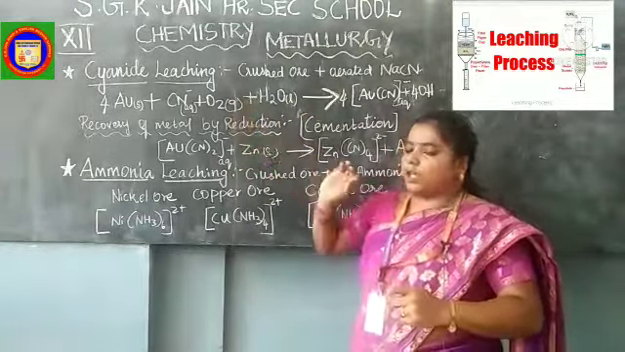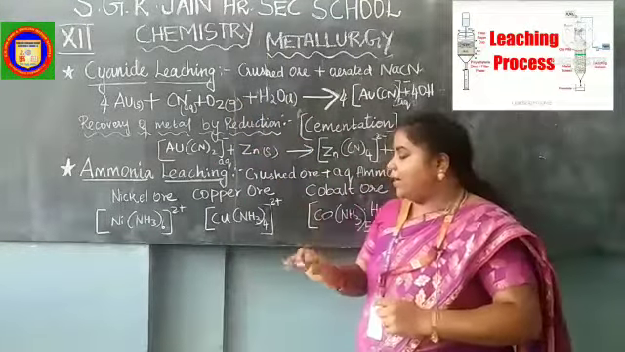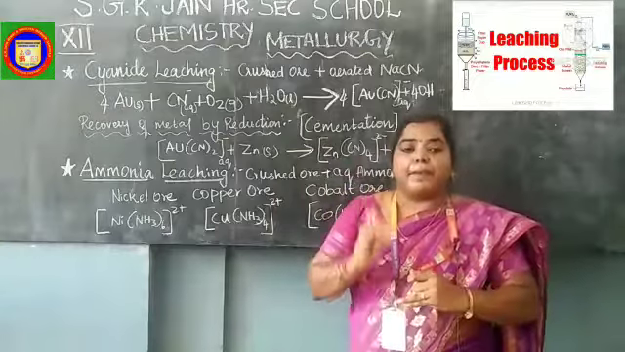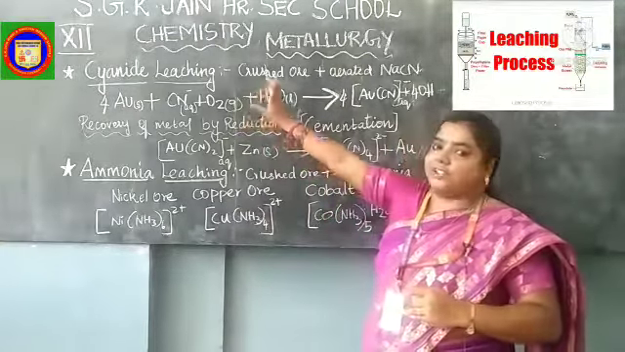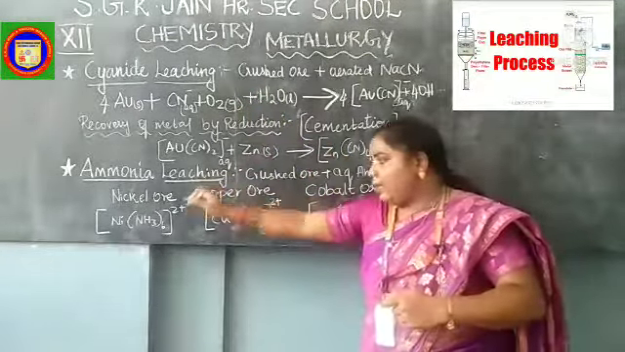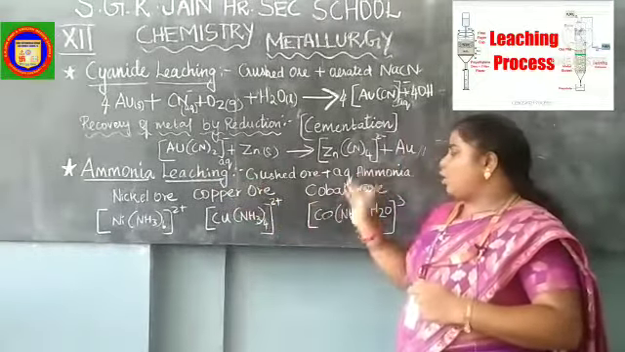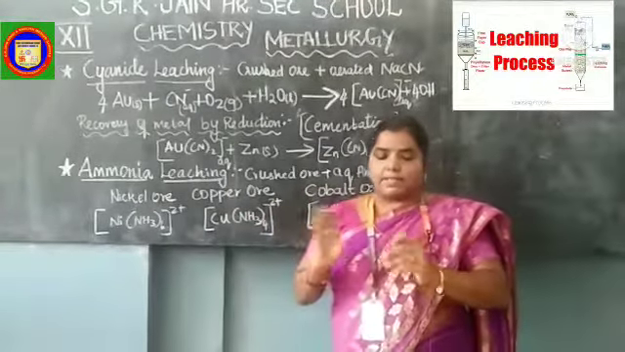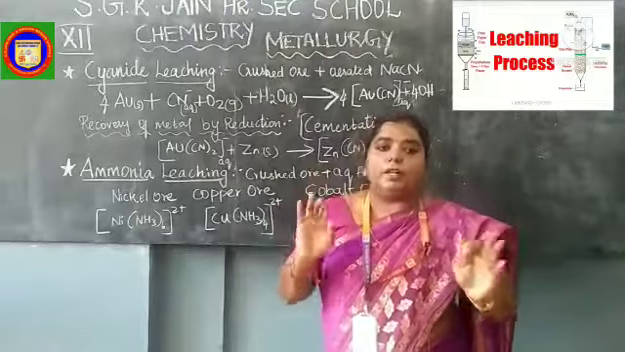By the name, whatever leaching substance is added, we can tell what type of metal we can extract. With cyanide we can extract gold. Here we can use nickel, copper and cobalt. The simple thing is that it forms a soluble complex.